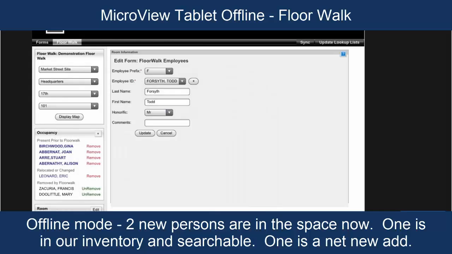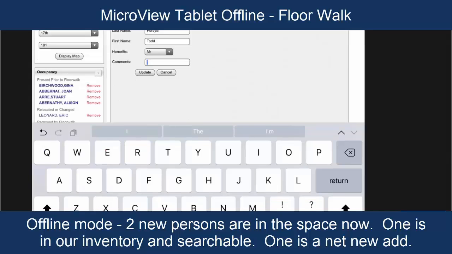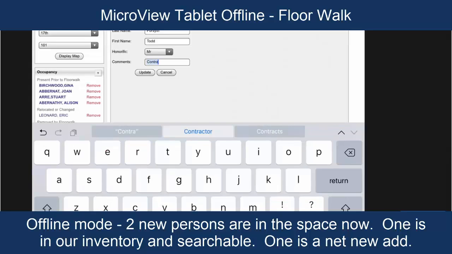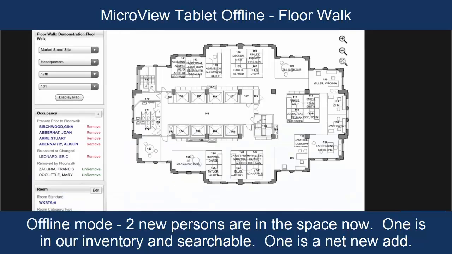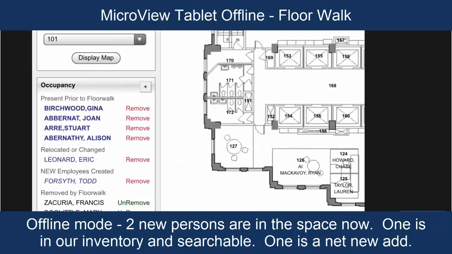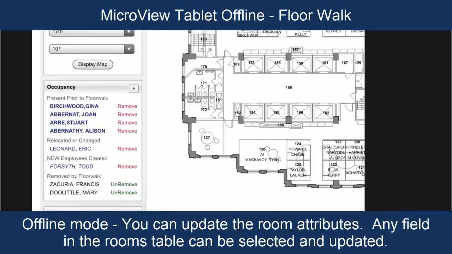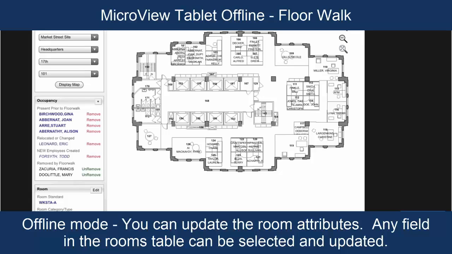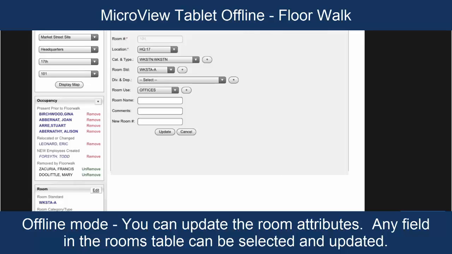Mr. Todd Forsyth, and we'll say that this person is a contractor. That might help the folks that are reading the Floorwalk data later on to figure out where they should find me. So you can see that we now have 6 people shown as sitting in the room, 4 people that were originally there, and 2 people that we've added, a new person and somebody from the employee database, and then we've removed 2 others. Okay, so we've done what we can for occupancy in that room. We may want to edit the room parameters, the room attributes.